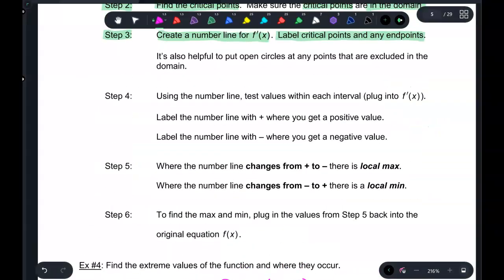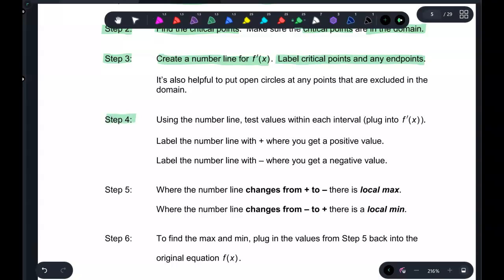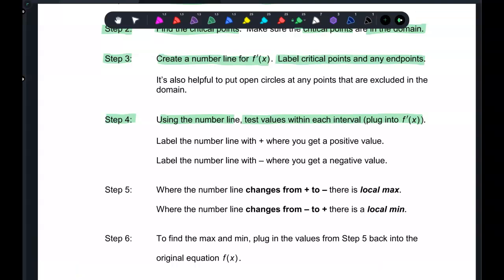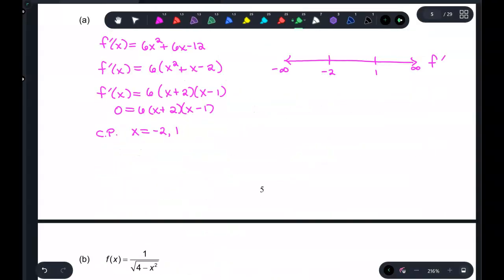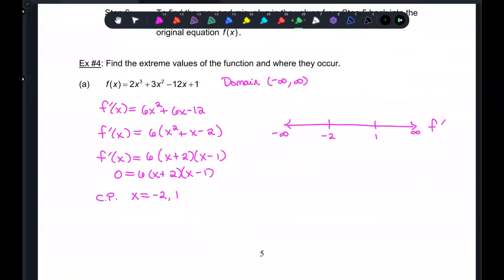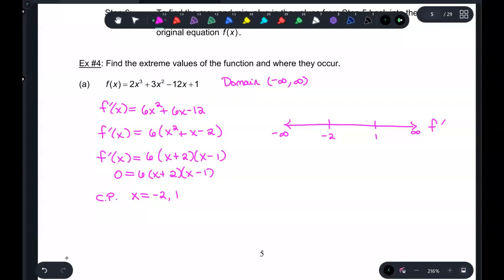Okay. So using the number line, we are going to test values in each interval. Remember how I labeled my number line? I put F prime for a reason because I'm plugging into F prime. We're going to label the number line with pluses and minuses where they're positive and negative. I like to plug it into the factored form. So let's say I plug in -3. Don't worry about the 6, that's not going to affect it.